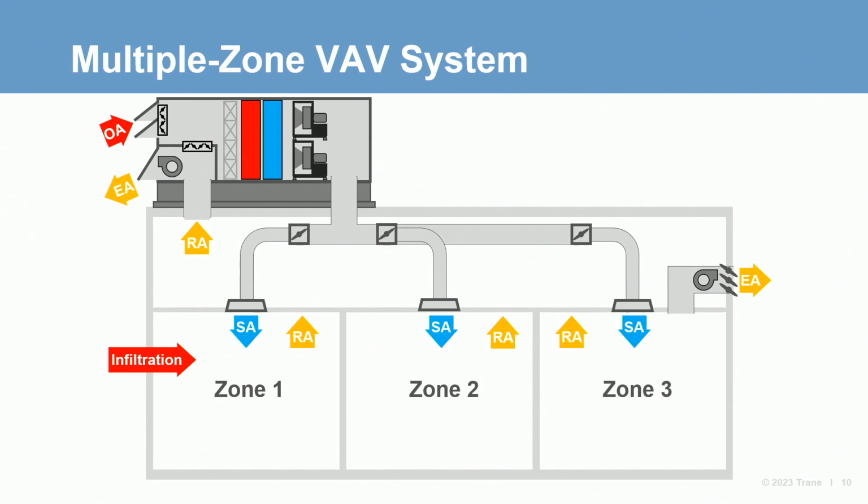Untreated ambient air can enter the building through doors, windows, or a leaky building envelope. Or the building can experience exfiltration when the pressure inside the building exceeds the level outside, causing air to leak through doors, windows, and the envelope outward.